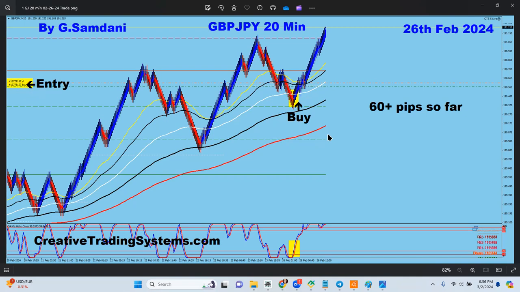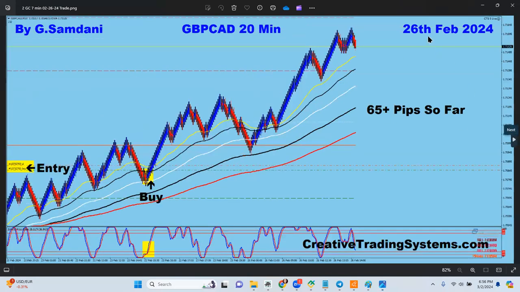Four conditions that I have to have before I pull the trigger. No trade is a random trade. It must have a setup. Every single trade is according to the setup. So this is the first one, 60 pip here, and this is on the 26th.